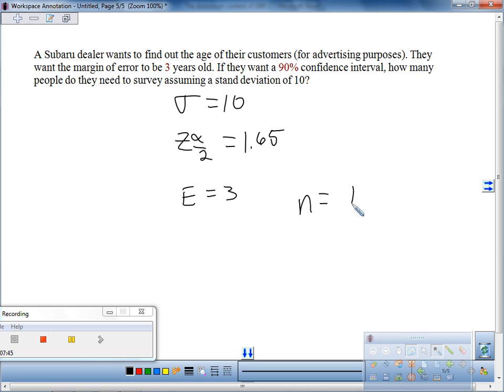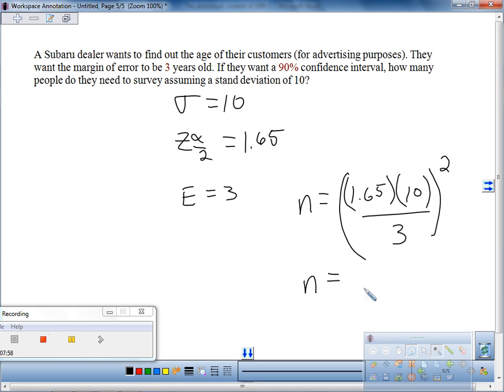What we'll do is we'll take the 1.65 times 10 all divided by 3, and we'll square this. So N is going to be equal to 30.25, but remember we can't have a fourth of a person, so we need to go survey 31 of our customers, or this dealer needs to survey 31 of his customers to figure out their average age if he wants to be within 3 years.